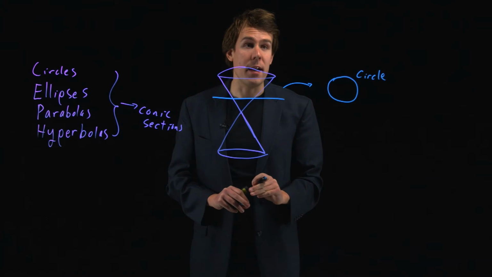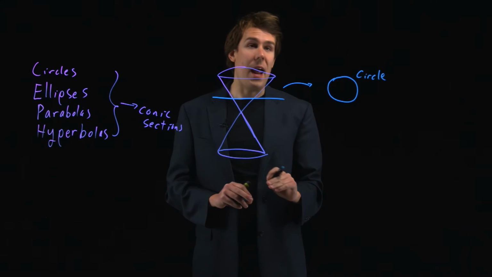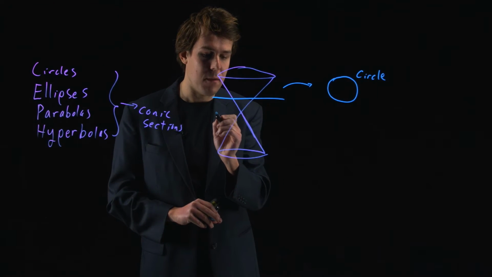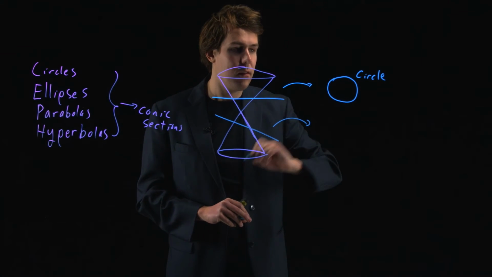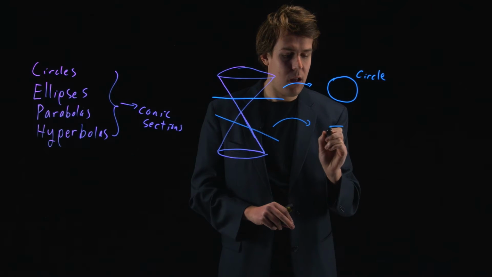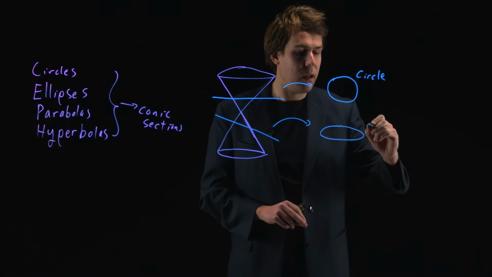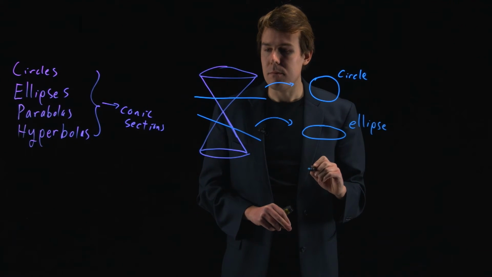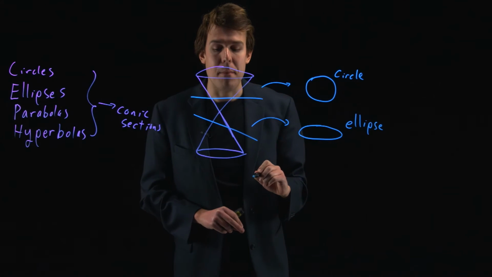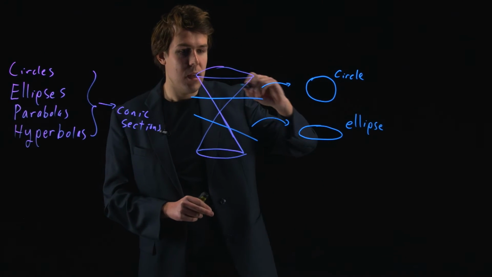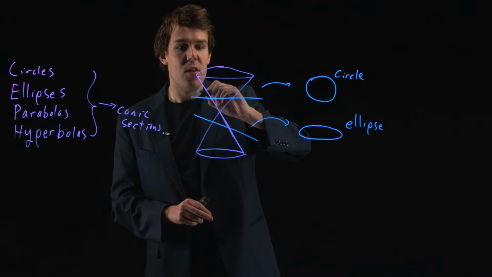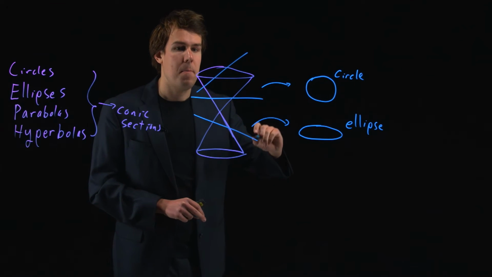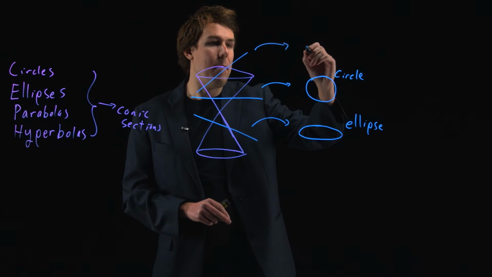But things might not be so nice. I might cut at an angle. For example, something like this. And in this case, I would generate an ellipse. What else could happen? Well, I could cut in a way like this, where I don't slice through two sides. I only slice through one. And this would generate for me a parabola.